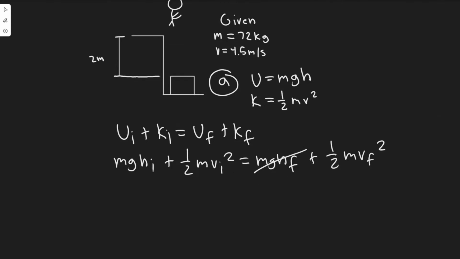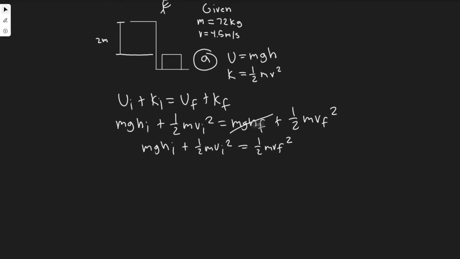And then the initial height is just going to be where he starts. So he's 2 meters above. So the initial height in this case would be 2. And then the initial velocity, they tell us he jumps at 4.5 meters per second. And then notice all we have to solve for is v final then. So really we just have mgh initial plus 1/2 mv initial squared is equal to 1/2 mv final squared. And as I just said, we know the values, so I'm just going to go ahead and plug those in. So notice that we have an m in each term, so we can cancel that.